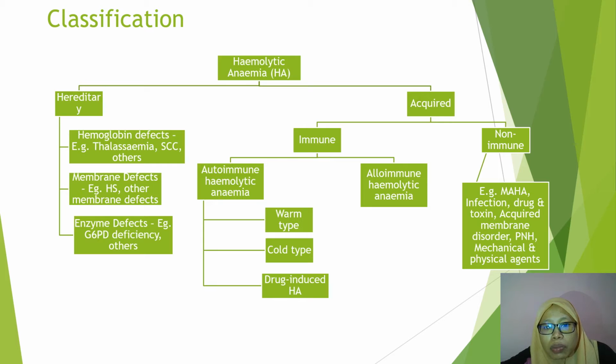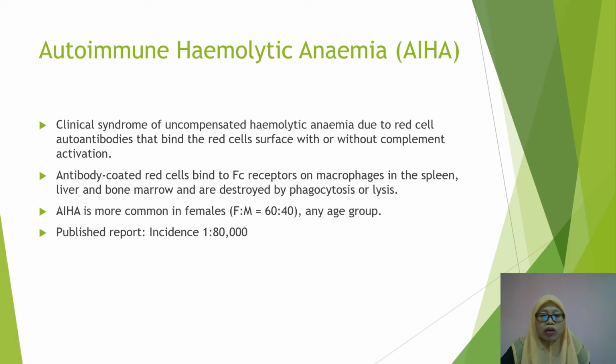So the autoimmune hemolytic anemia can be divided into three: the warm type, the cold type, and drug-induced hemolytic anemia. We are going to cover this part in the next slide. Okay, autoimmune hemolytic anemia is actually a clinical condition of uncompensated hemolytic anemia because of autoantibodies that attach to the red cell surface.